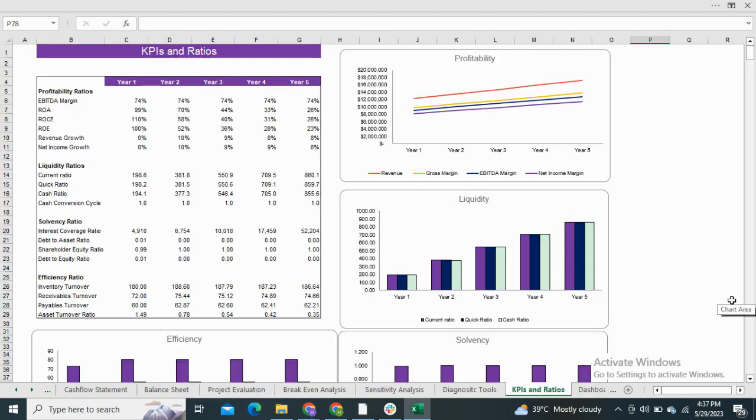Next, we have the KPIs and ratios. This includes the profitability, liquidity, solvency, and efficiency ratios with their graphical illustration.